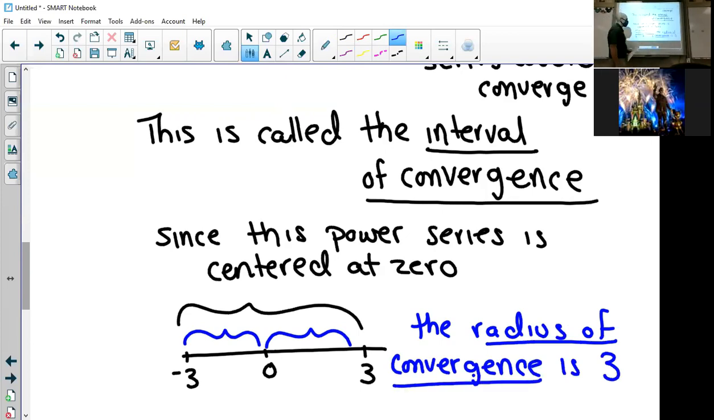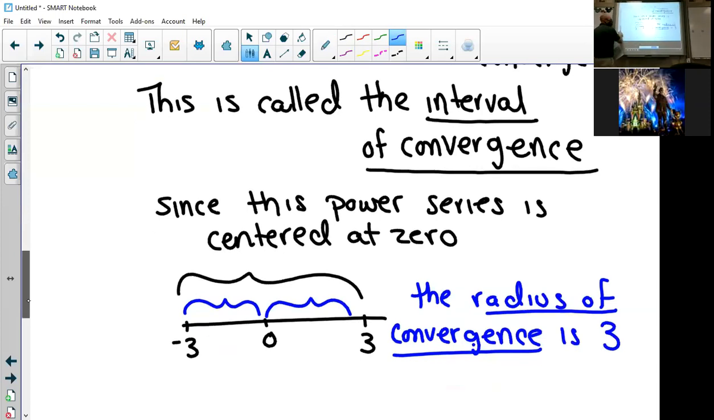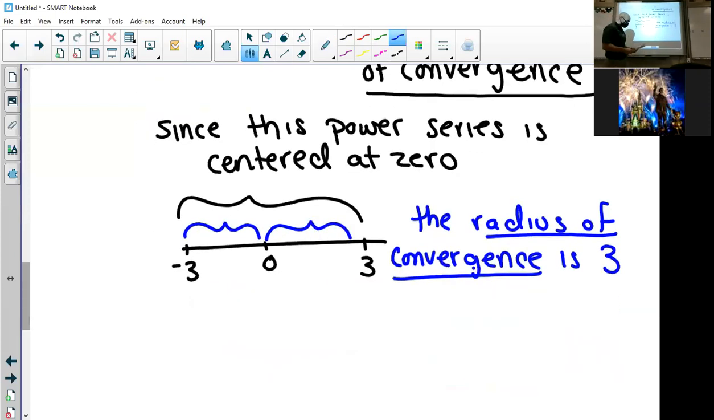Okay, so the radius of convergence is 3. Again, from the center, you're going 3 to the left, 3 to the right. All right, for the interval of convergence, so that gives us the radius of convergence. Okay, now this is going to get a little wordy, and I apologize. Anytime we do something new, it gets a little wordy here.